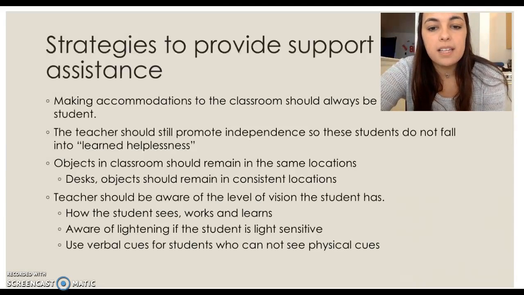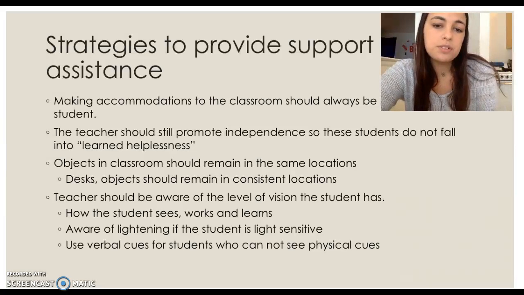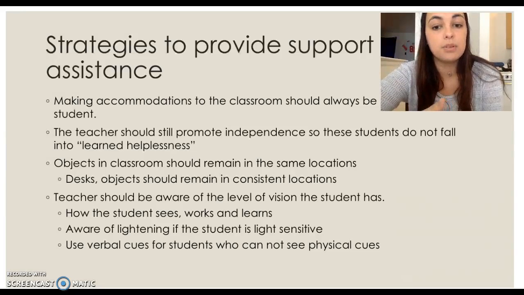Teachers should be aware of the level of vision the student has. It is very important to see how the student sees, works, and learns. Teachers should be aware of lighting if the student is light sensitive. It's also very important to use verbal cues for students who cannot see visual cues. I know some teachers use visual cues, but if they do have a visually impaired student in their class, then they should give verbal cues at the same time as the physical cues.